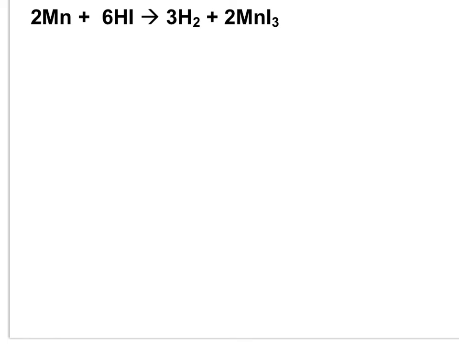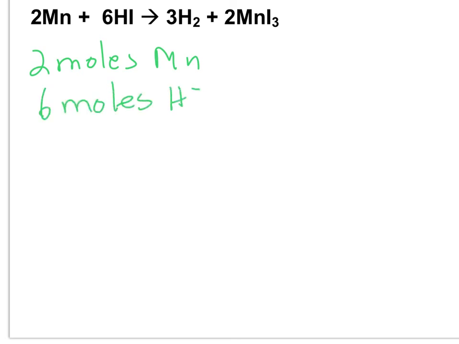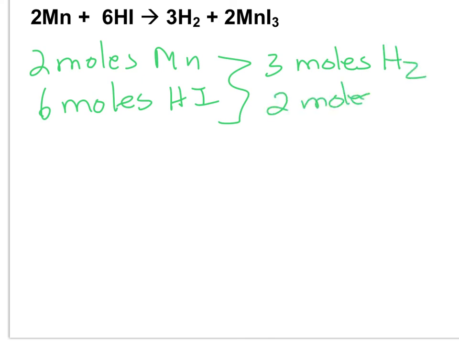So let's take a look at this example. In this example, we have Mn and HI on the reactant side and H2 and MnI3 on the product side. So the way we read this is we have 2 moles of Mn interacting with 6 moles of HI, and they produce 3 moles of H2 and 2 moles of MnI3.